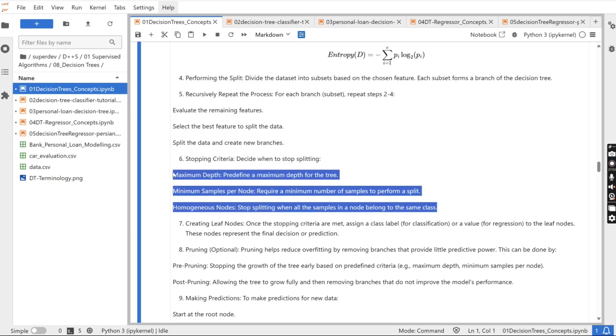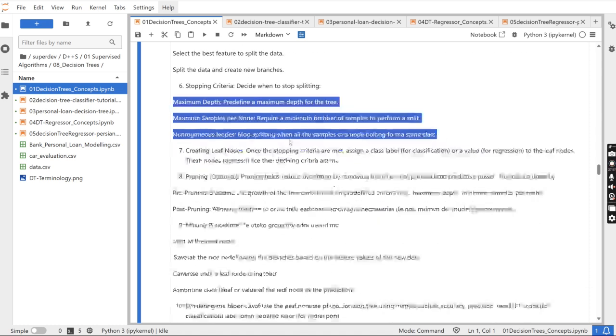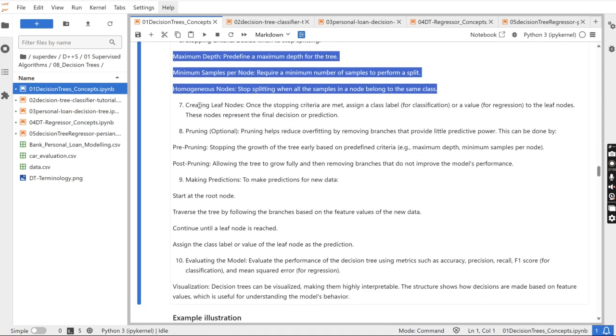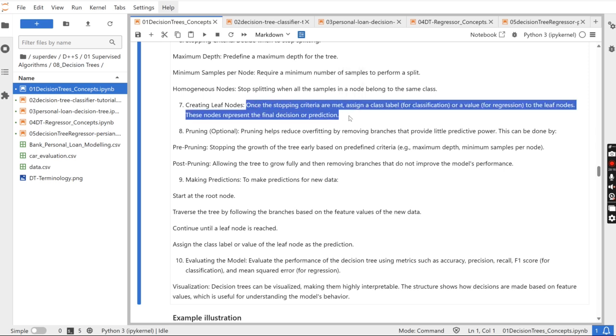Nothing but pure splits have happened. So one of these three is the stopping criterion. Next, once the stopping criterion is met, the model has to decide how to assign the label. You have done the splitting, but you still don't know what class to assign. That is the question. I mean, that is the whole problem.